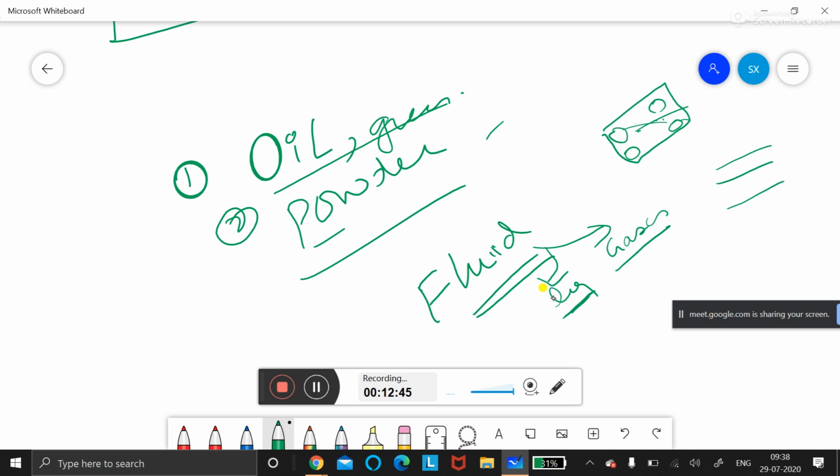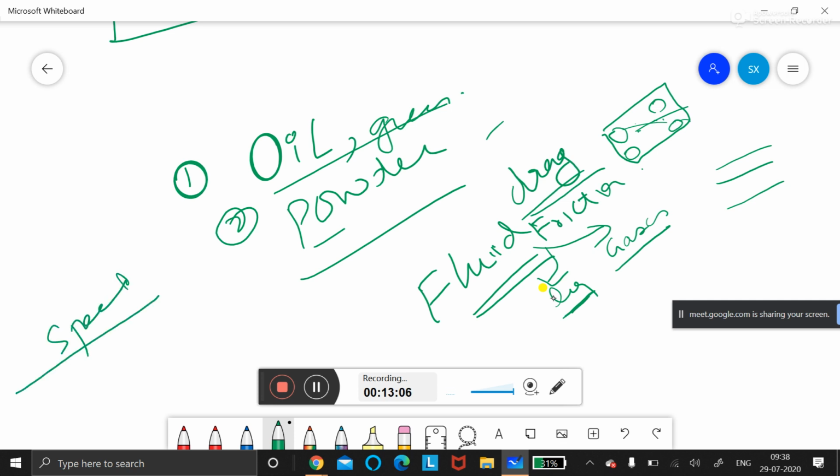Fluid friction is otherwise called drag. This is the friction caused by fluids. It depends on the speed with respect to the fluid, how fast it is moving. It depends upon the speed, and it depends upon the shape and nature of the object.